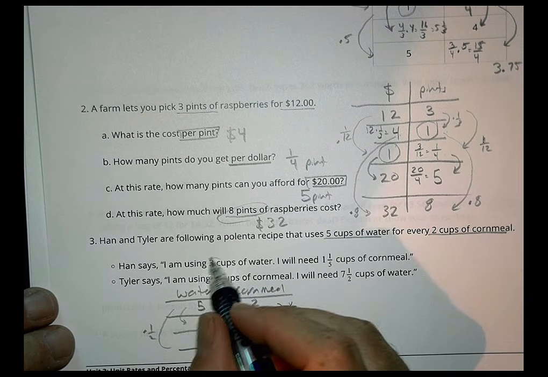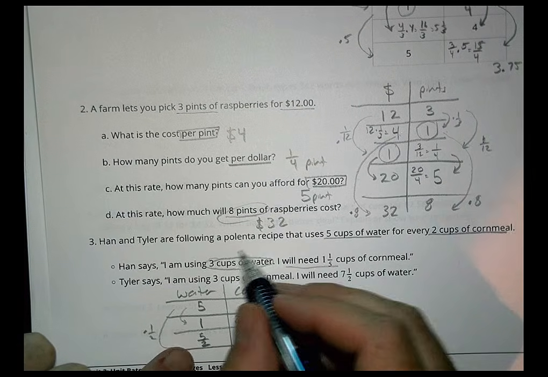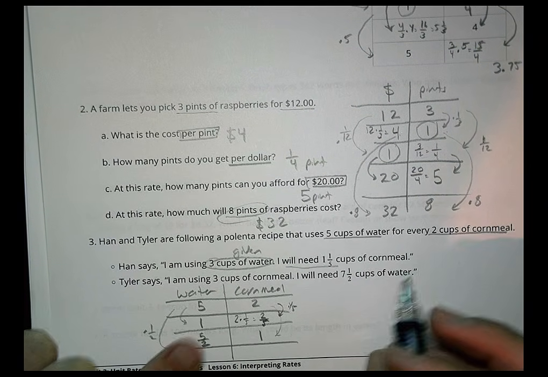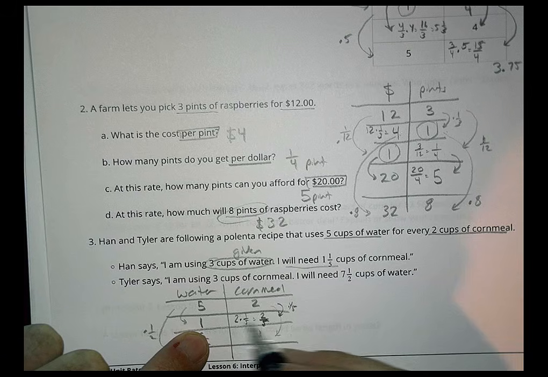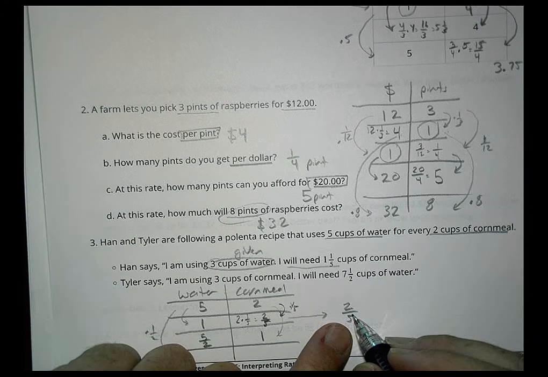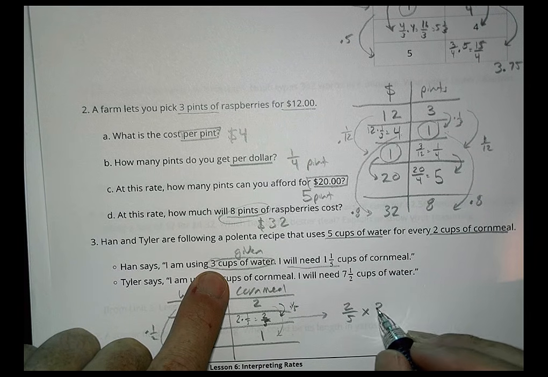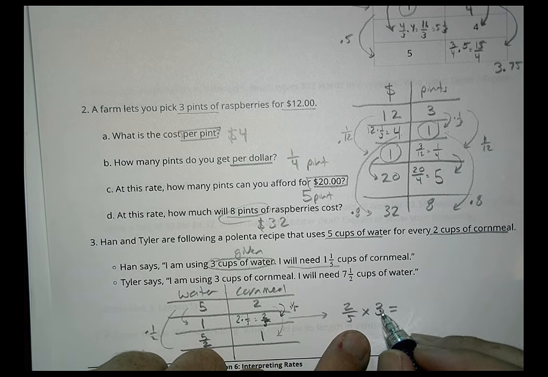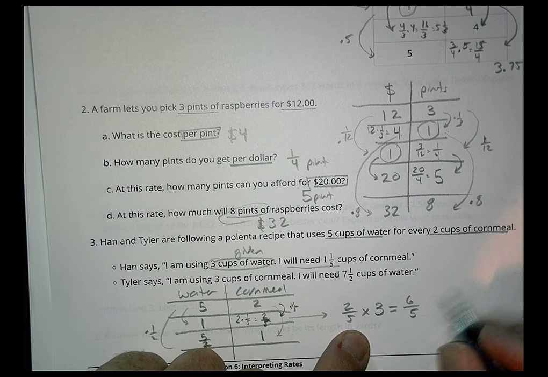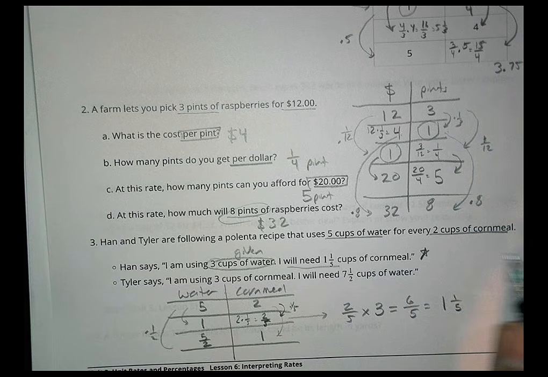Han says I'm using 3 cups of water. I will need that much cornmeal. So that's his given, the water. That becomes our unit rate. So we're going to take this line, and we use 2/5 cup for every 1 cup of water. He has 3. So we're going to multiply it by the 3 cups that he has. That becomes 3 times 2 is 6/5. And I can write that as improper. 5 goes into 6 one time with 1 left over, so 1 1/5 cups of cornmeal. So that is correct. Good job there, Han.